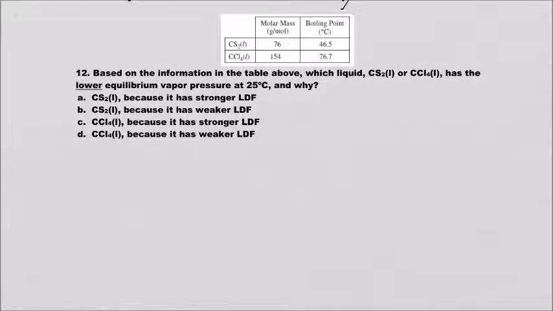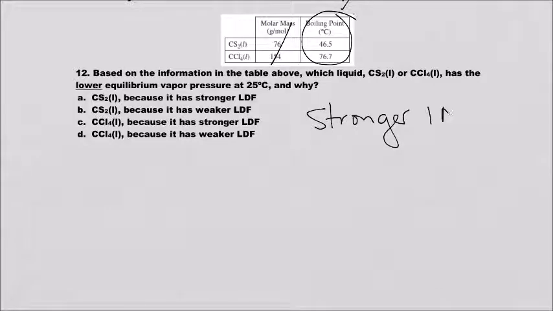12. Based on the information in the table above, which liquid has the lower equilibrium vapor pressure? Okay, it's not going to be based on mass. Vapor pressure is indicated by boiling point. If it has a lower vapor pressure at 25 degrees Celsius, that means it has stronger IMFs. So again, you can talk yourself through this. Low vapor pressures have strong IMFs. So which one of these two has the stronger IMFs? Well, it would have to be the one with a higher boiling point.